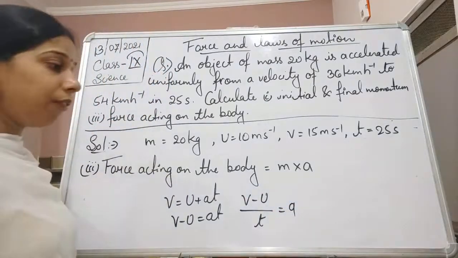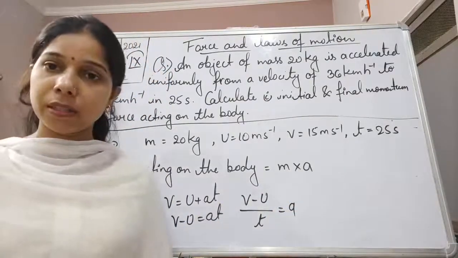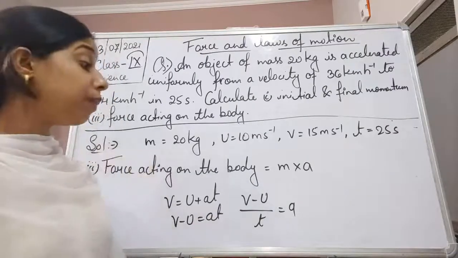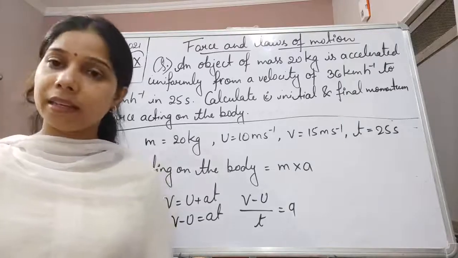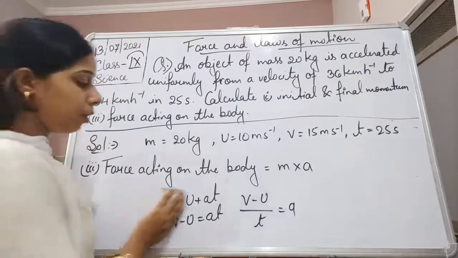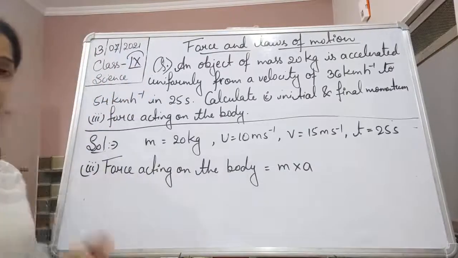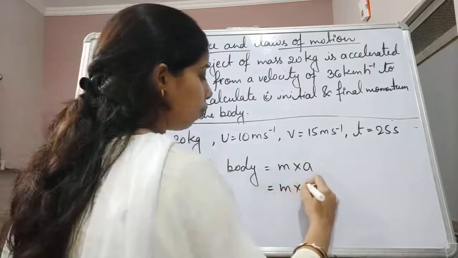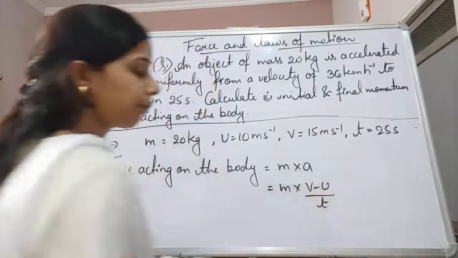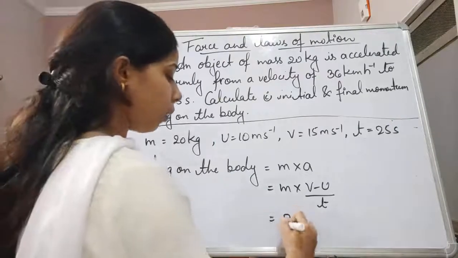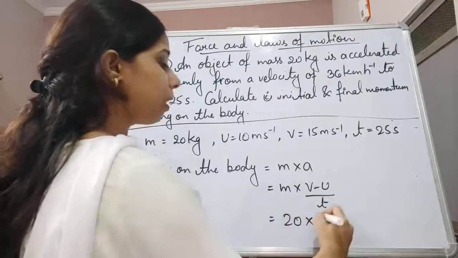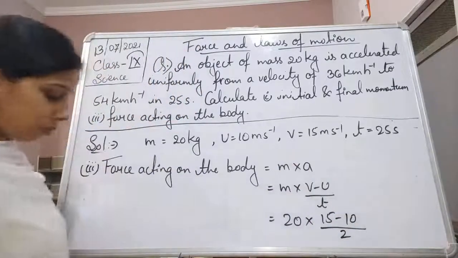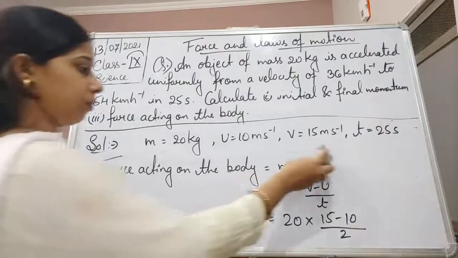So if we know the value of the final velocity, the initial velocity and time, we will get the value of the acceleration easily. So we can put the value here. We can also write this force as mass into v minus u upon t. Now the mass is given, that is 20 kg. Velocity v is given 15. Initial velocity is given 10, upon 2.